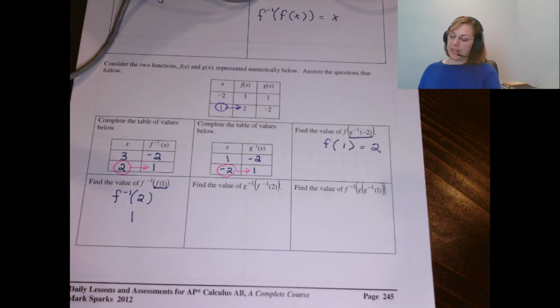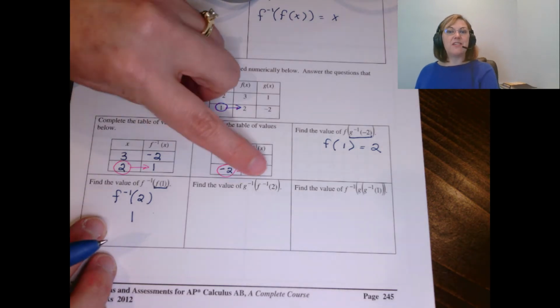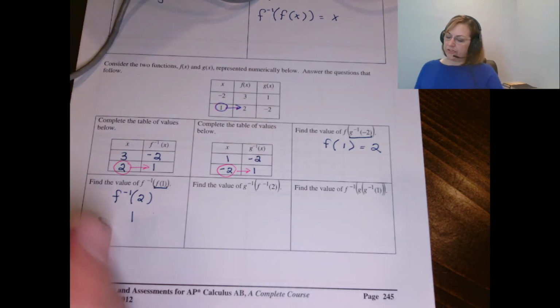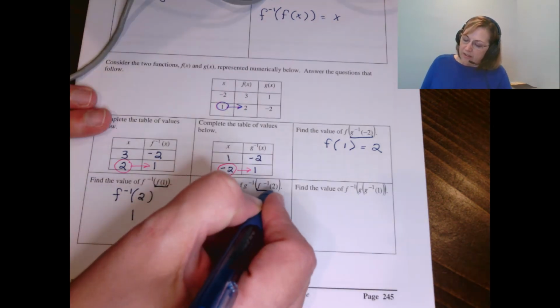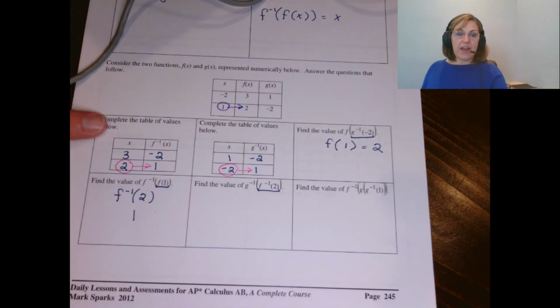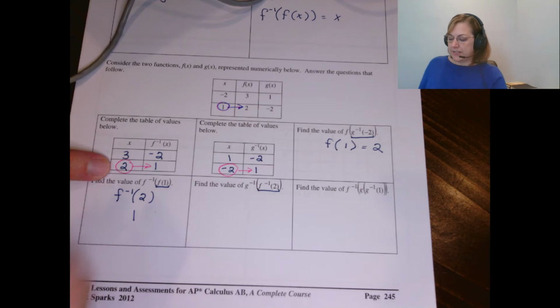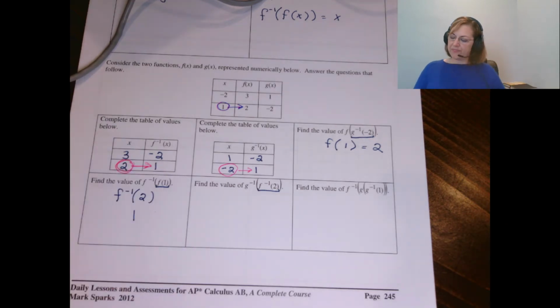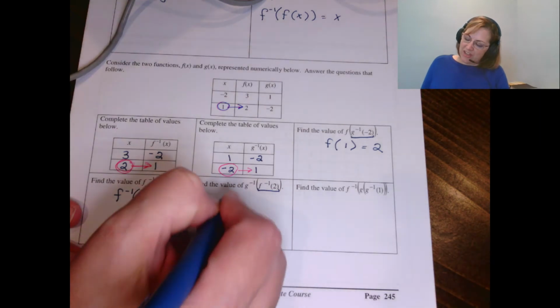Okay, let's look at the inverse of g of the inverse of f of 2. Start on the inside, the inverse of f of 2. Go to your f inverse chart. When x is 2, you get 1. So I get the g inverse of 1.